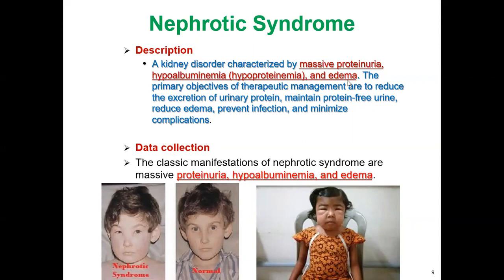So the NCLEX board asks a question: which one is not a sign of nephrotic syndrome? If you know which are the signs of nephrotic syndrome, you can easily find out which one is not a sign. What are the cardinal signs of nephrotic syndrome? I said proteinuria, hypoalbuminemia, and severe edema.